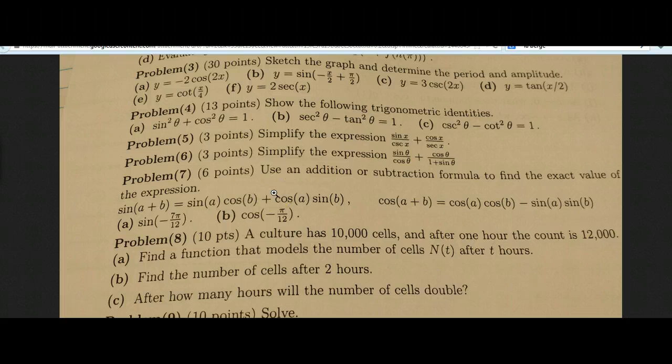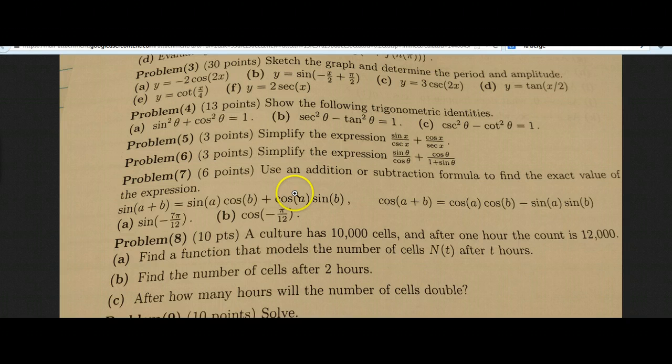Alright, so this is the next problem in the homework. It's a culture of 10,000 cells, and after 1 hour, the count is 12,000. We have to figure out some stuff. First things first, we need to find the equation.